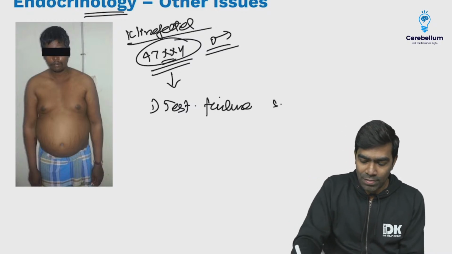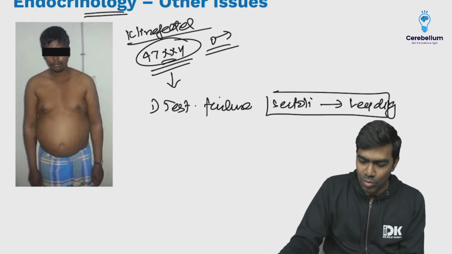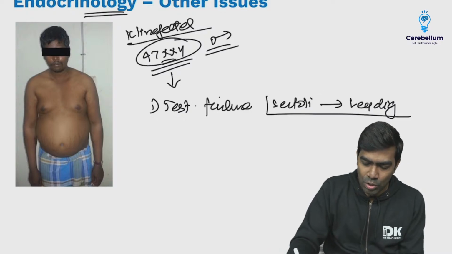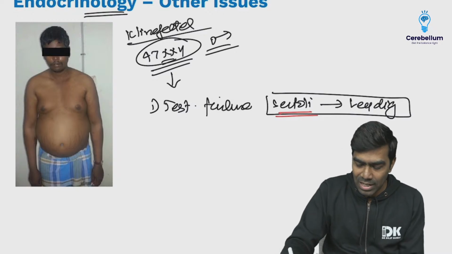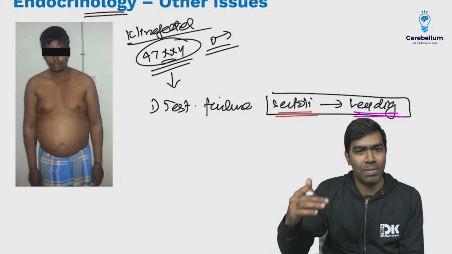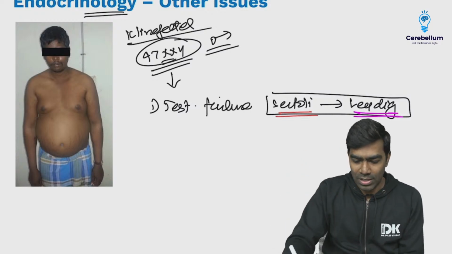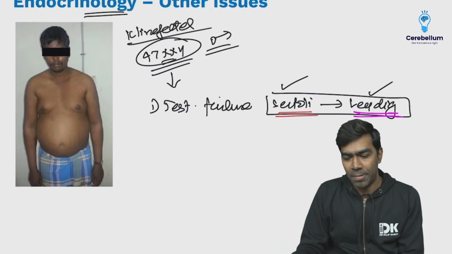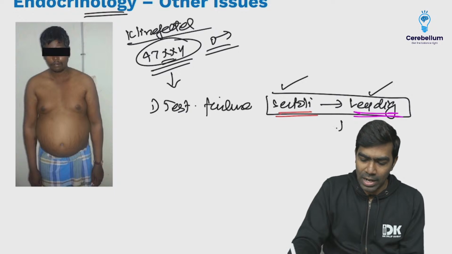Typically, first they will have Sertoli cell failure, then Leydig cell failure. Which means if they ask what will be affected first, it is spermatogenesis, because Sertoli cells are important for spermatogenesis. Leydig cells are important for testosterone production. First spermatogenesis will be affected, then slowly testosterone production will stop, and because testosterone production stops, they will develop gynecomastia.